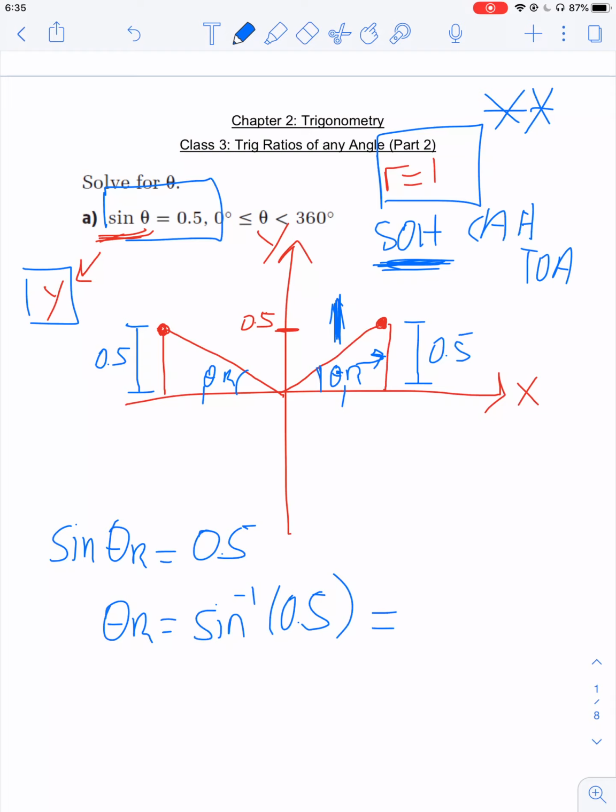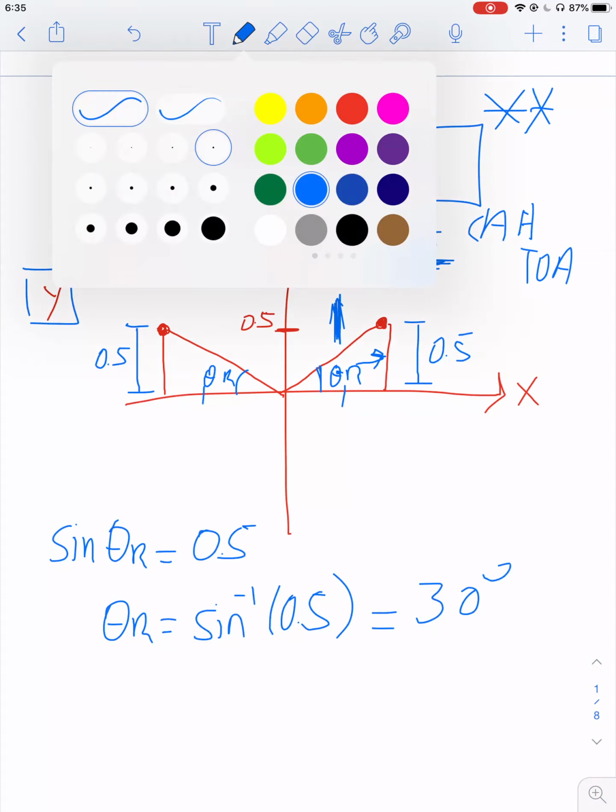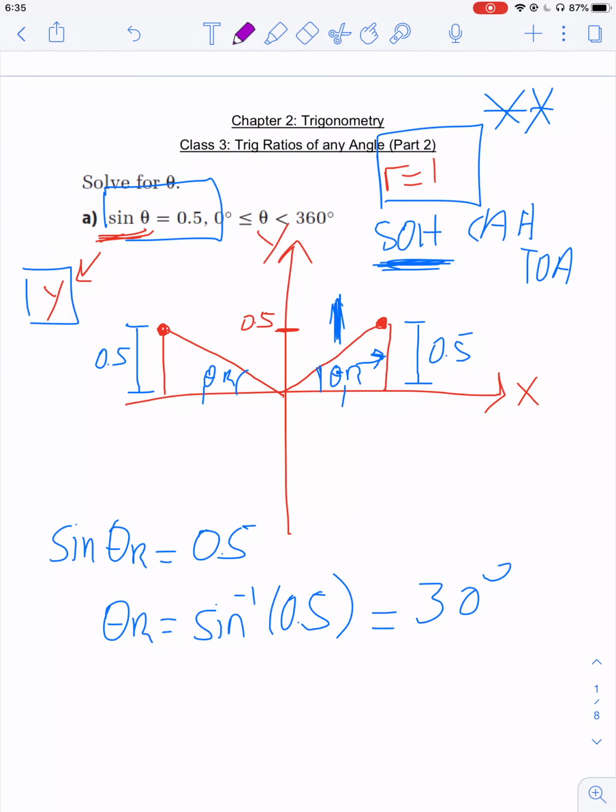So shift sine 0.5, and that gives you 30. Okay, so 30 makes sense because it's 30 degrees. And once you have this, you essentially have your answer. Okay, so remember, your answer will always be the standard angle. Okay, so there's two solutions. The first one is this angle over here. Okay, again, it starts from 0, so we're interested in this angle.